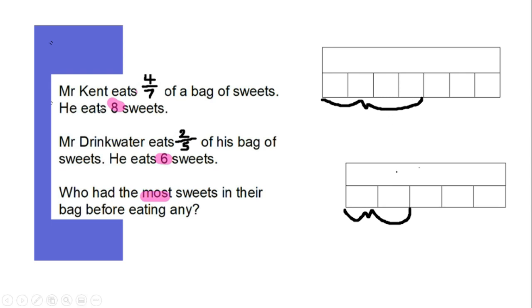Okay, you should find 8. So if the 4 are worth 8, what's each of them worth? Remember, it's going to be the same number. That should help you. Same for Mr. Drinkwater. I've looked at the denominator. It says 5. 5 equal parts in the whole.